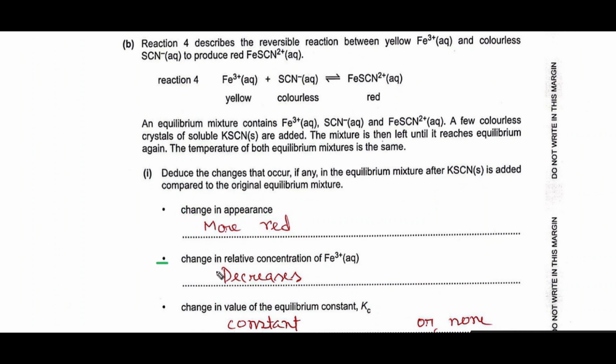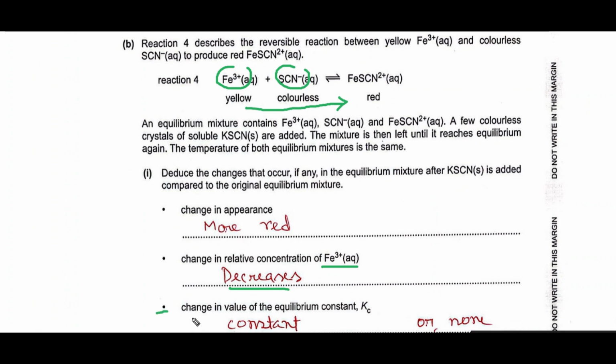Second, change in relative concentration of iron 3 ion. As thiocyanate is added, the extra thiocyanate reacts with iron 3 ion to form product. So the concentration of iron 3 ion decreases, as equilibrium moves from left to right when thiocyanate is added.